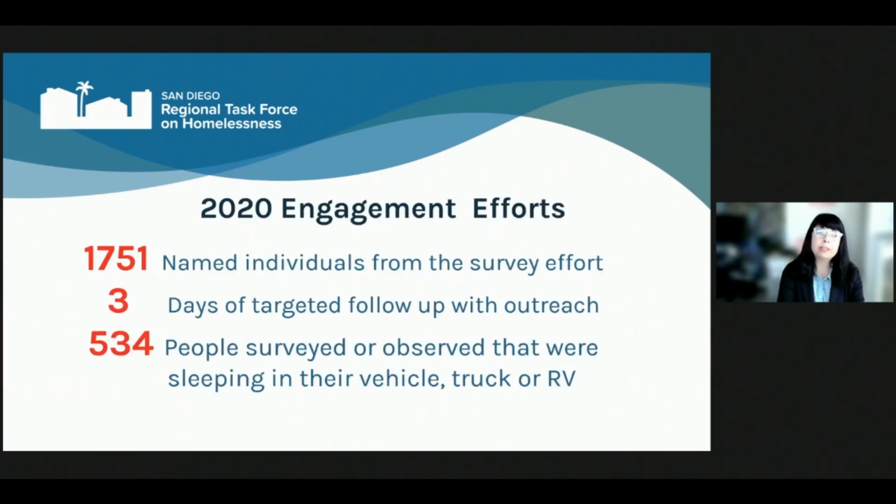So from our 2020 engagement efforts, we were able to survey just over 1,750 people during the night of the count. This included 3 days of targeted follow-up with outreach and our staff at the regional task force. And of those that we surveyed and counted, we were able to survey 534 people or observe them sleeping in their vehicles, trucks, or RVs. And a large portion of that 3 days of targeted follow-up with outreach was engaging people living in their vehicles. Next slide.